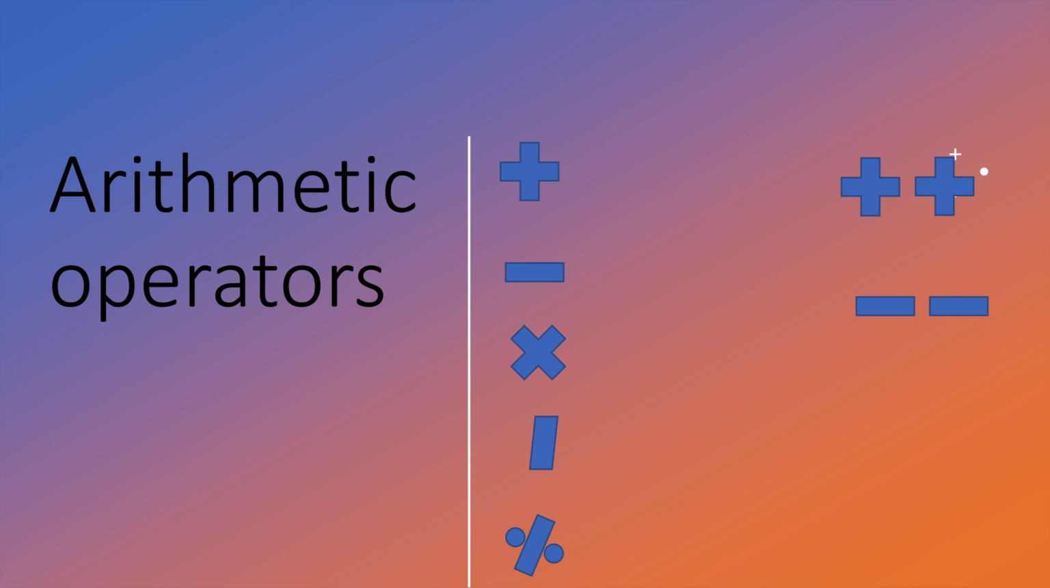Similarly, we have minus minus. What it does is it will just decrement the value that you have by 1 every time you use this operator. So let's say if you have 5, if you use this operator, it will become 4, and again if you use this operator, it will become 3. Let's see this in action in Eclipse.